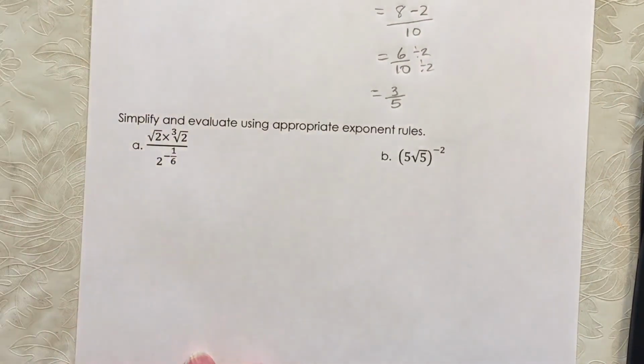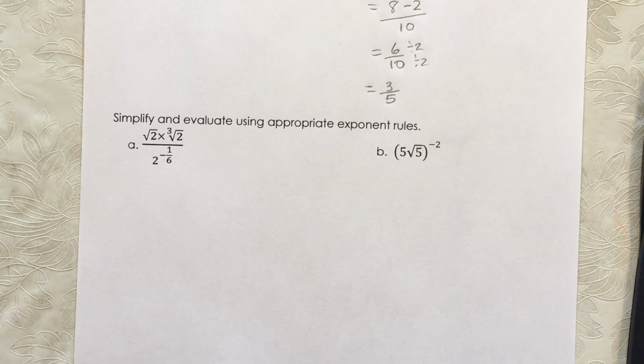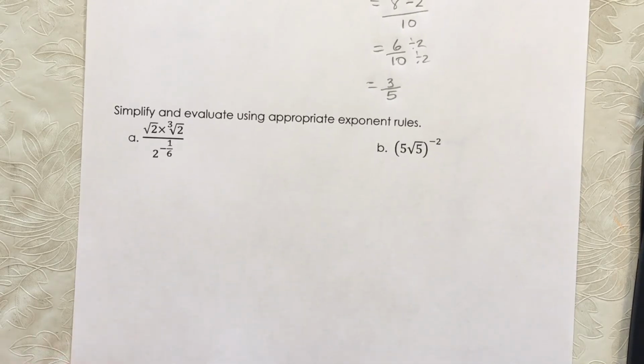All right, so next question. Simplify and evaluate using appropriate exponent rules. So we've got root 2 times the 3rd root of 2 over 2 to the negative 1/6.